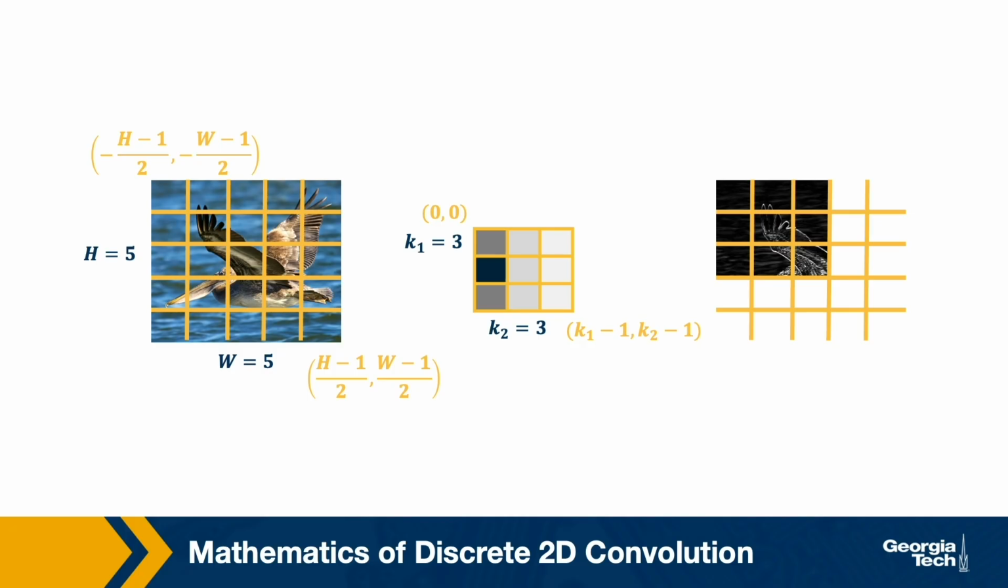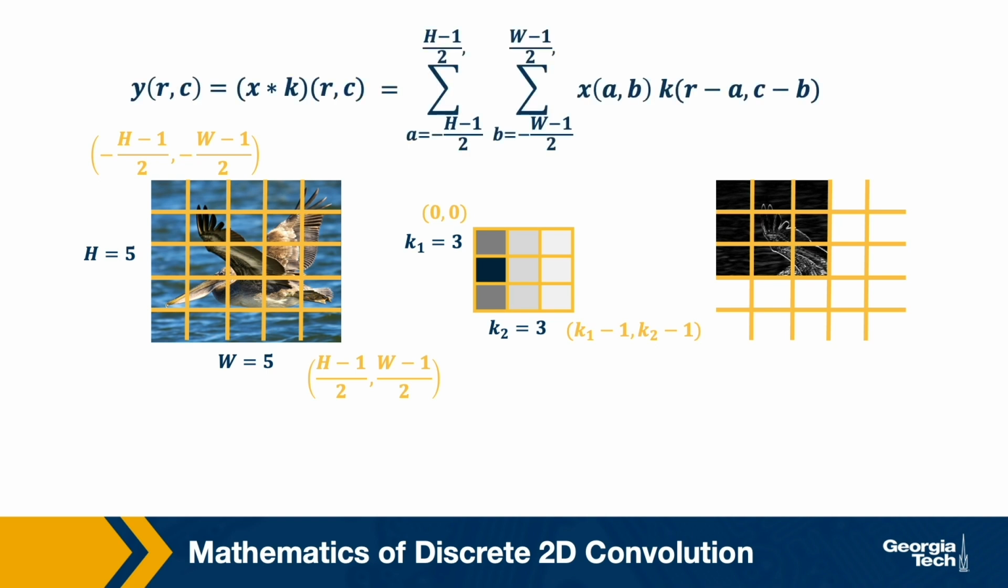The kernel's coordinate system will be a little bit different. We'll have the upper left defined as 0, 0, and the lower right defined as k1 minus 1, comma, k2 minus 1. And so let's look at the equation that describes how to perform this convolution operation. So again, it's a little bit hairy because of the coordinate system issue. But let's take the output map y. So y represents our output, and r comma c will represent the pixels that are in the output. So r represents the row, and c represents the column.